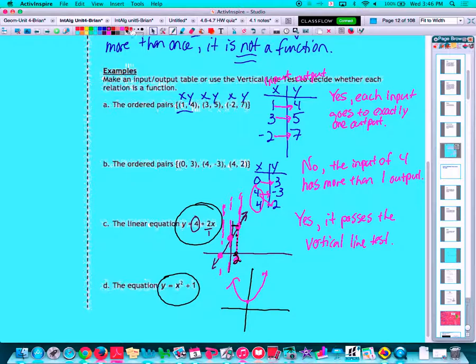Is this a function? All right, let's do the vertical line test. Put a bunch of vertical lines up, down on the graph. Do these lines ever cross the graph more than once? No, they don't. They only cross the graph once. So therefore, it passes the vertical line test, and yes, it is a function. Because every input just goes with one output.